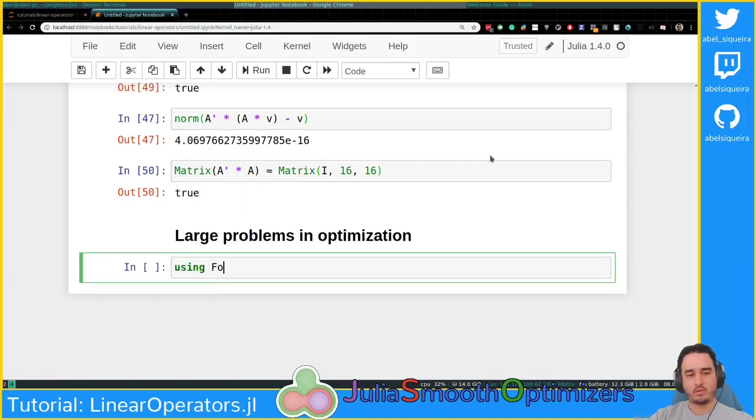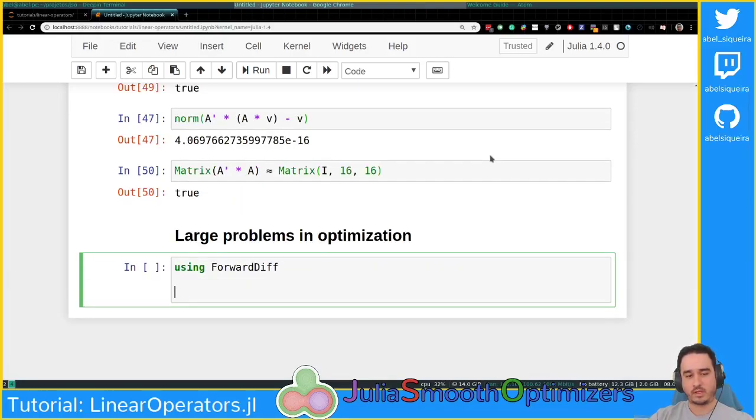So I'm gonna use forward diff here as an example. Suppose I have a matrix f of x, a function f of x, which is the Rosenbrock function.